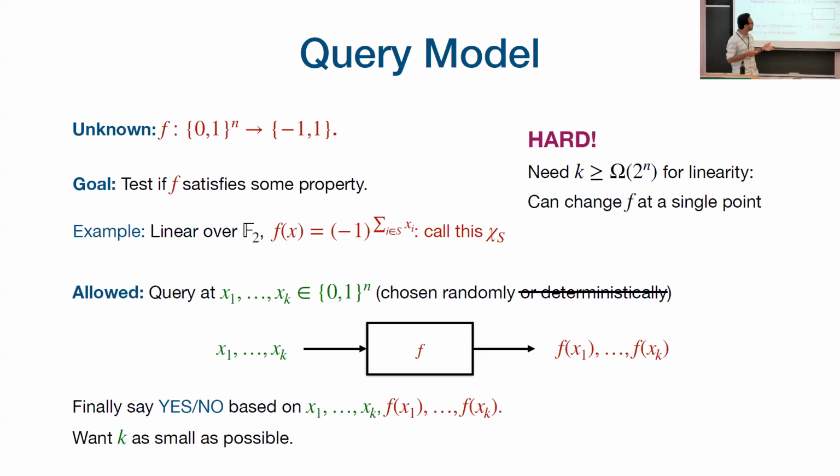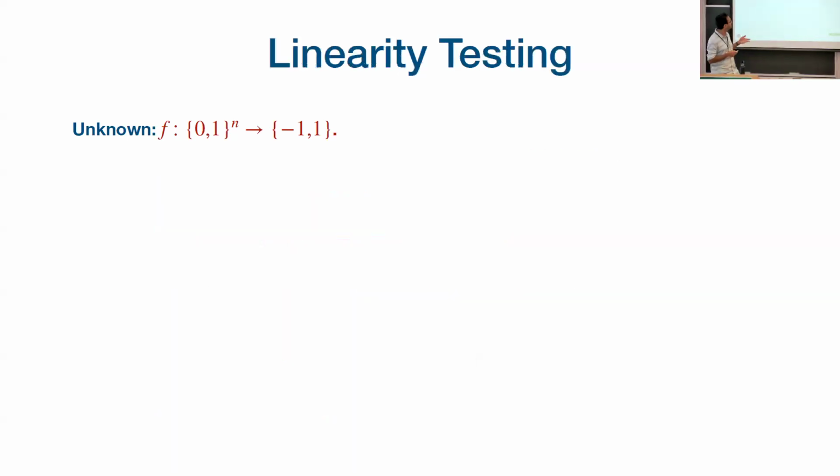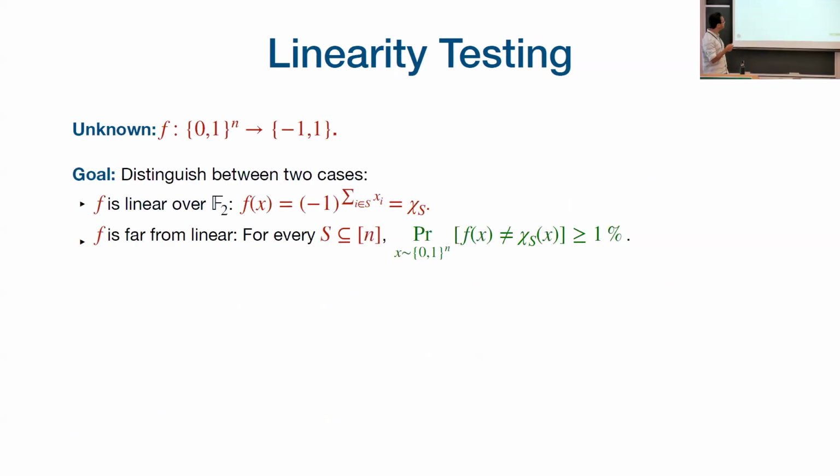So the basic idea in such problems is to change the goal, and the goal will be this problem of linearity testing. So I assume many of you have seen it, but I'm still going over it. And the goal is to distinguish between two cases. So the first case is that f is a linear function over F2, which is exactly what I said earlier, that f(x) is some chi_S for some S. And the second case is that f is far from a linear function.